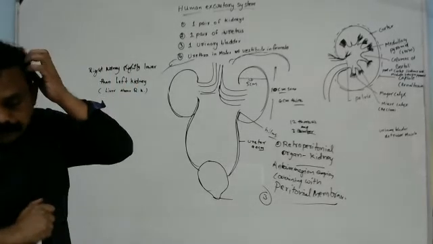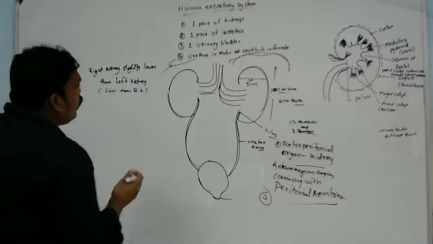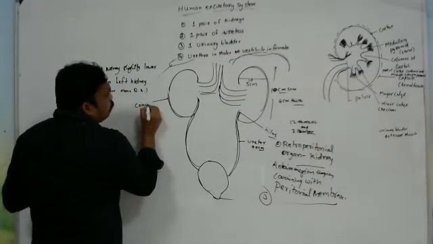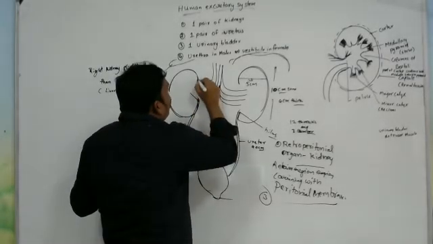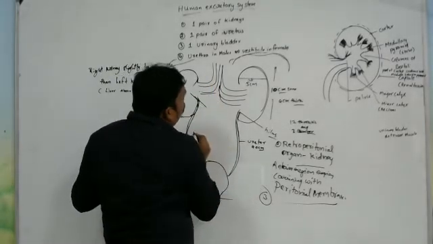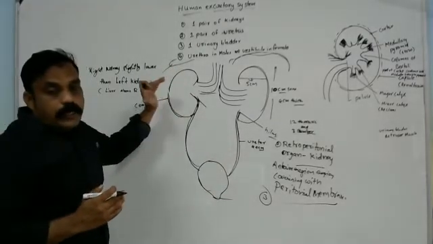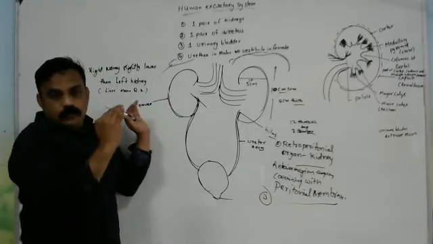After that, the kidney is convex on the lateral side. This side is convex, and the inner side is concave. The concave part we call the hilus. On the outside it is a bulge, convex, and on the inside it is concave.